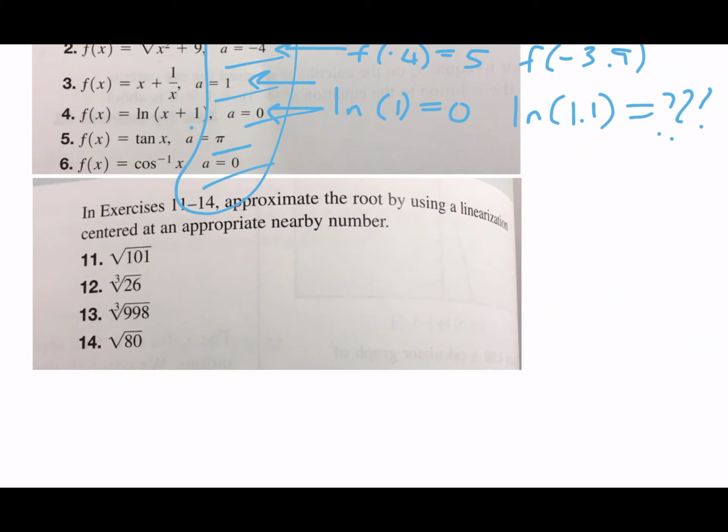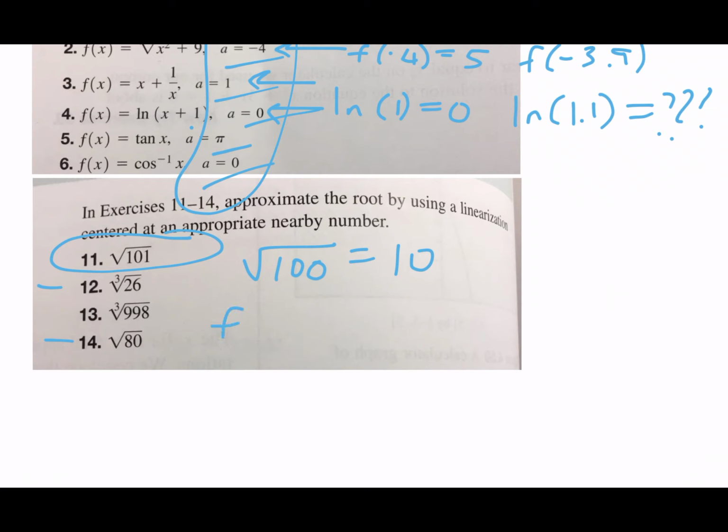Then on 11 through 14, you guys are going to do 12 and 14. But you're going to find a linearization, and you're going to make some choices in order to do this. So I want to look at 11 together for a second. I want to approximate the square root of 101. I have no idea what the square root of 101 is. I know of a number nearby that I could take the square root of easily. I know the square root of 100. That's easy, that's 10. The square root of 101 is a number a little bit bigger than 10, but can I be more specific? Well, using this technique, I can.